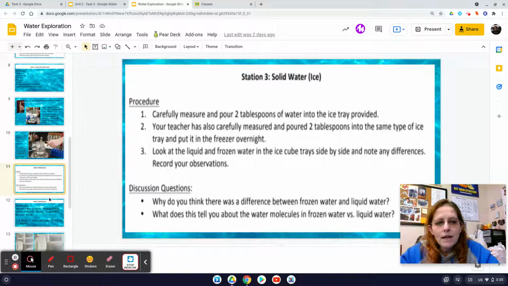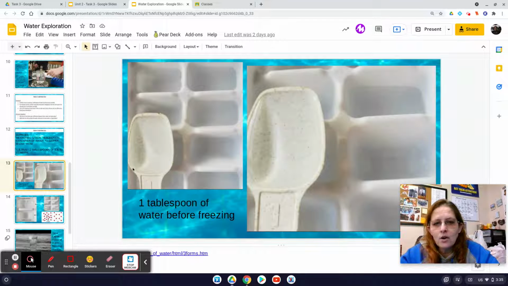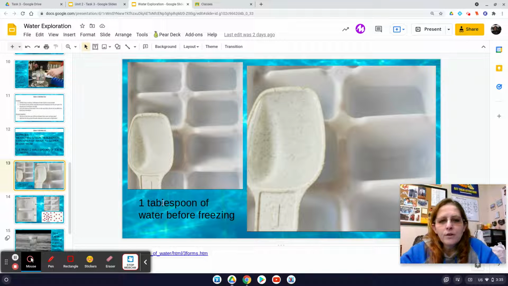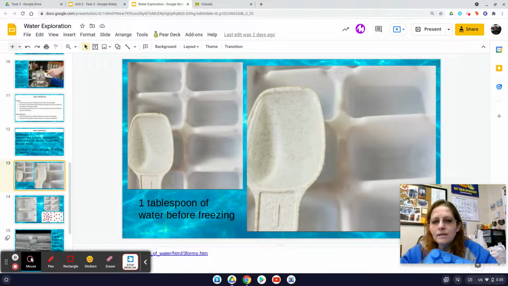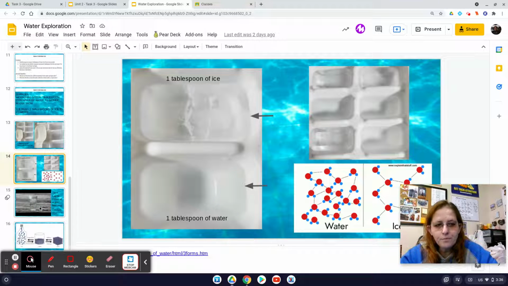And then solid ice. So here is what you need for that. And then I did this at home. For those of you who don't have your lab safety sheets in, I could only use 1 tablespoon because my ice trays are smaller than this. So if you can see, this is just liquid water. And then this is comparing ice, and 1 tablespoon of water, 1 tablespoon of ice. All right, and then here's your cheat sheet for what the water molecules are doing differently. Okay, there's your cheat code for that.